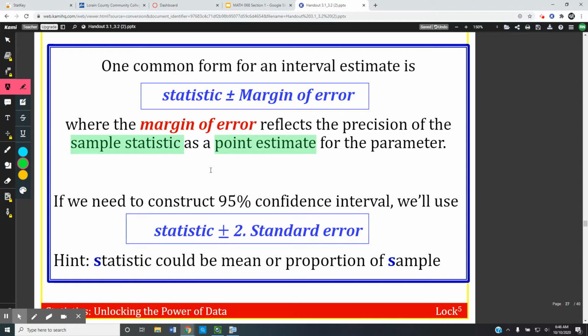If we need to construct a 95% confidence interval, we'll use the statistic plus or minus 2 times the standard error. So if we don't have the margin of error, we'll just simply slide in the standard error and multiply it by 2. Hint, the statistic could be a mean or a proportion of a sample. So when we take the statistic, it comes from the sample. When we lead it to the point estimate, we're talking about the parameter. Because remember, we don't have a sample statistic for the parameter.